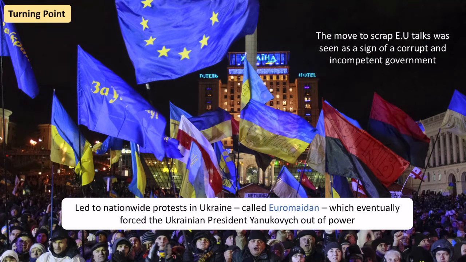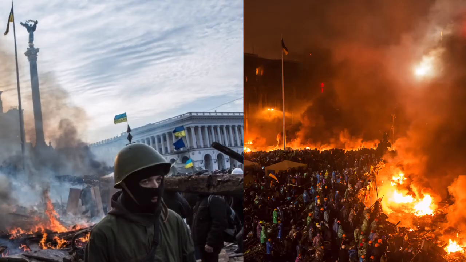So it led to nationwide protests, a period called Euromaidan. Here's some protests that were actually in Kiev, the capital. And these protests were very violent. There were barricades in the street, and they actually ended up forcing the president out of power, and he ended up fleeing to Crimea, which we're going to talk about in a second.